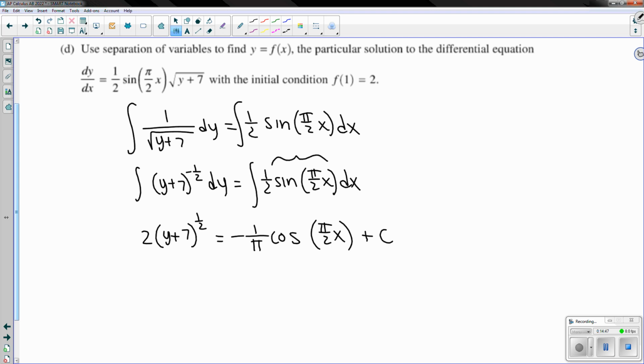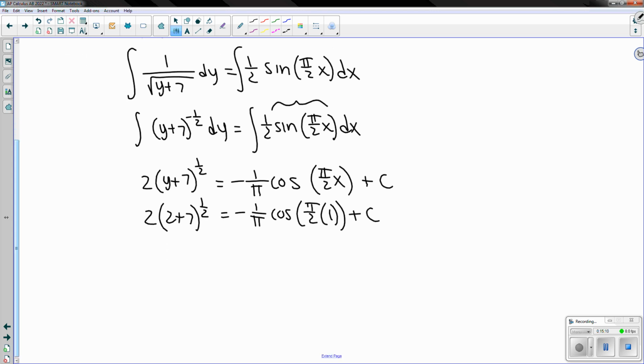But first, we need to find a value for c. So at this point, to find the value of c, we're just going to use that initial condition. We know x is equal to 1 and y is equal to 2. So if I plug that in, this will allow us to get the value of c. Now, although this may look intimidating, that antiderivative, the good news here is the cosine of pi over 2 is 0. So this whole right side is just going to become c. So whatever the left side simplifies to is our value for c.